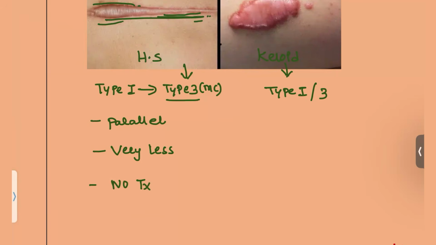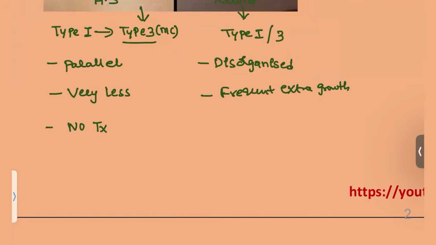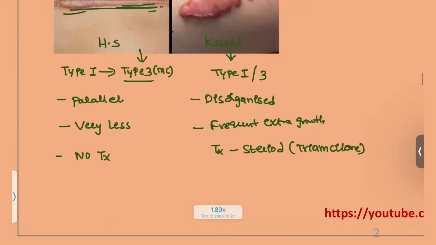Next, keloid. It is completely disorganized. It is frequent to cause extra growth, most commonly seen in black people. And what is the treatment that we have to give? Steroid injection, with hyaluronic acid. The drug of choice for this is triamcinolone. The injection has to be injected directly into the keloid.